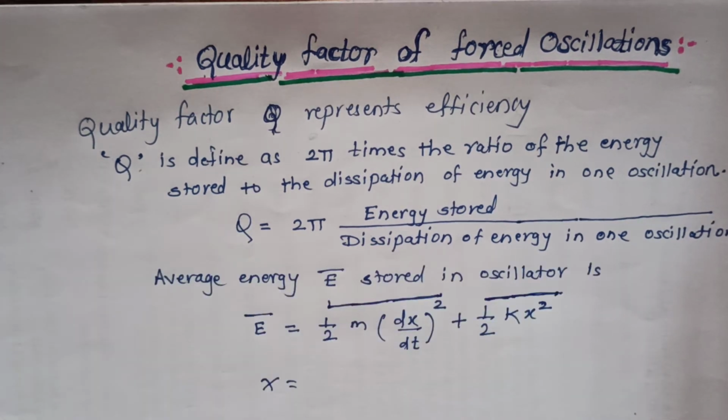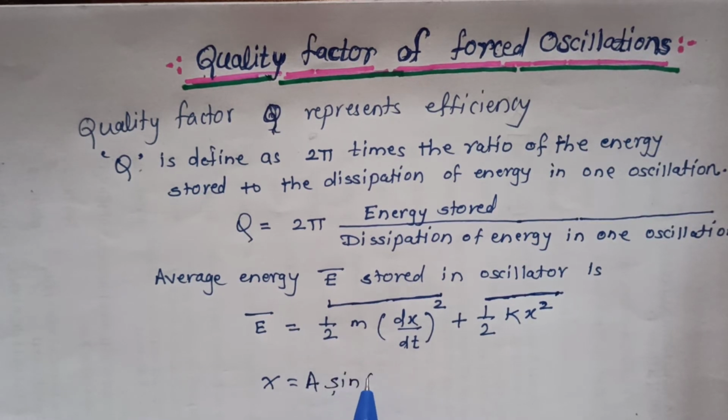Average energy stored in the oscillator is E bar is equal to 1/2 m (dx/dt)^2 its average, plus 1/2 k x^2 its average. Displacement x is given as x = a sin(qt - phi).